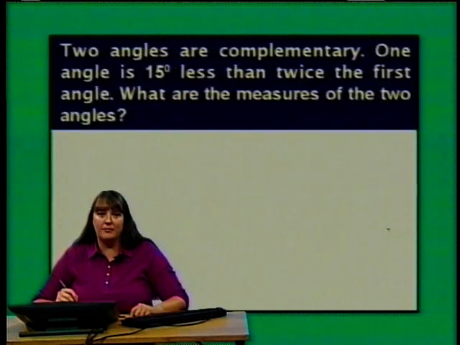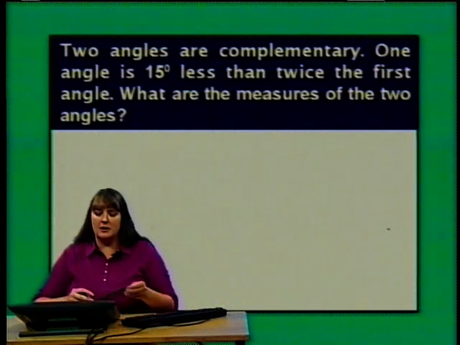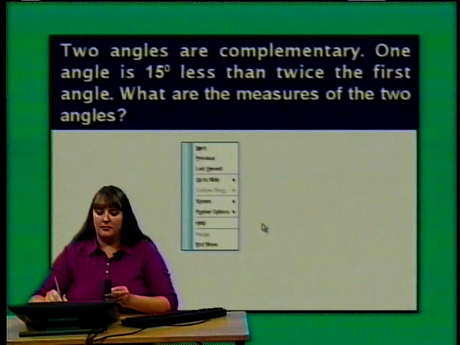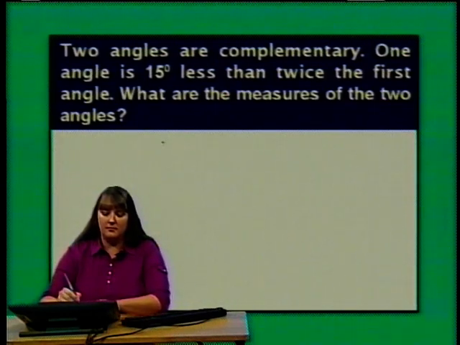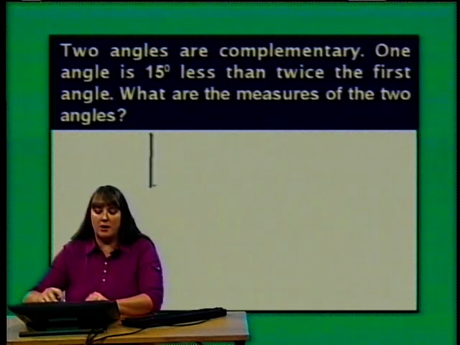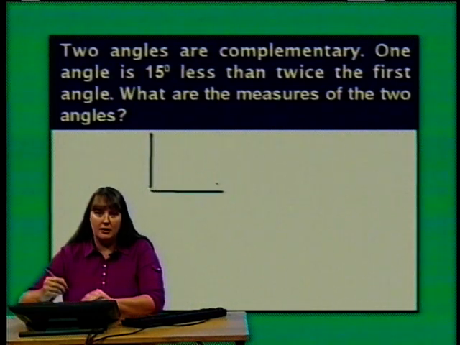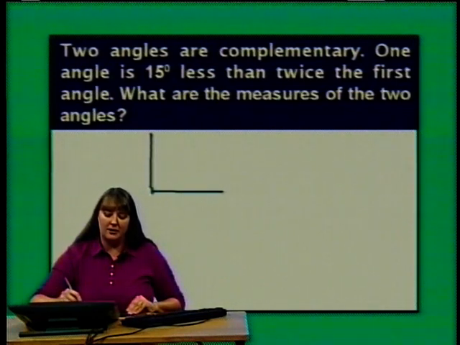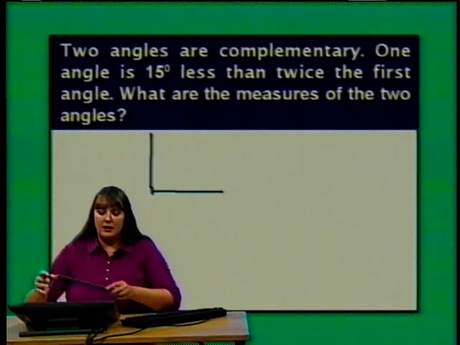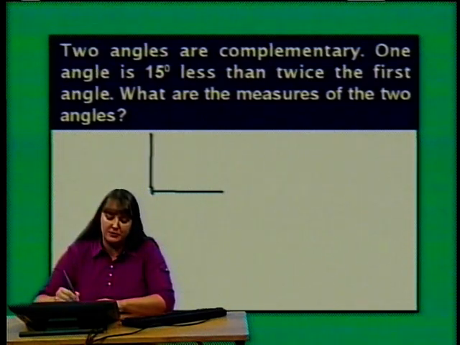Let's look at an example. Two angles are complementary. One angle is 15 degrees less than twice the first angle. What are the measures of the two angles? So let me start with a picture here. So I know I have two complementary angles. The sum is going to be 90 degrees. So I'm going to start with a right angle, a 90-degree angle. And I'm going to break that up into two pieces for my two complementary angles.